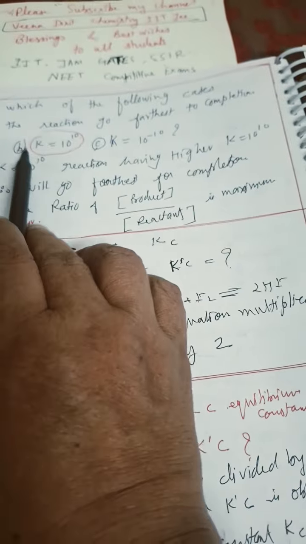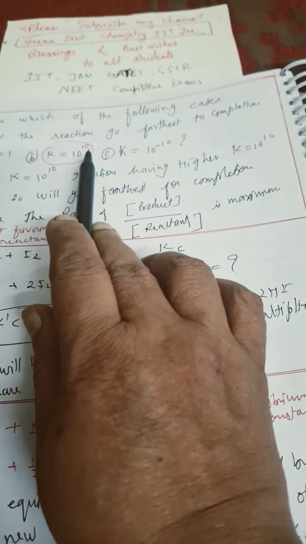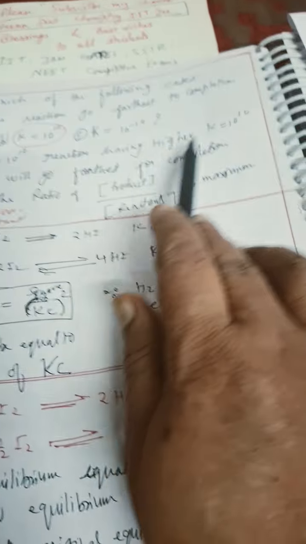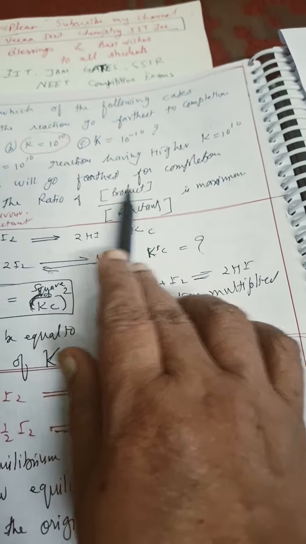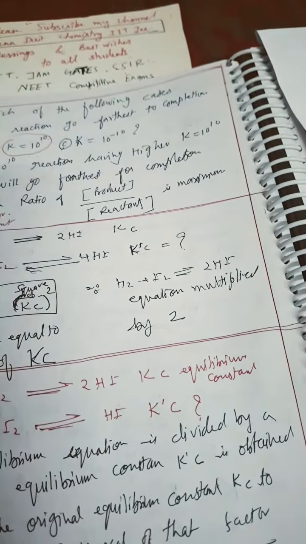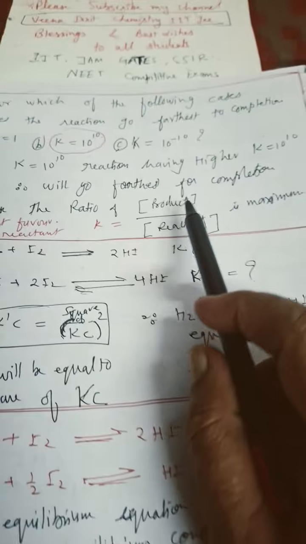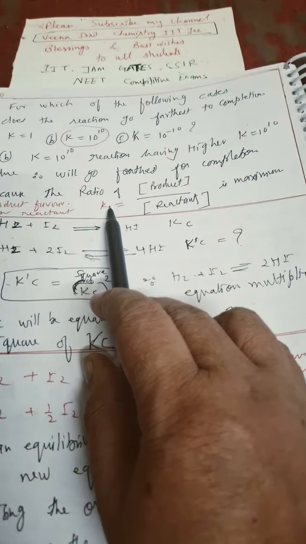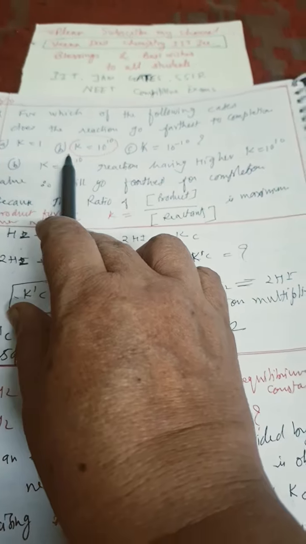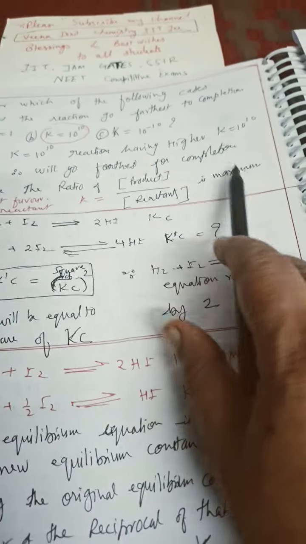So if the equilibrium constant is maximum, at that moment the reaction goes furthest to completion. Because K is the ratio of the molar concentration of product to reactant. If the product is more, then only K will be more. So a maximum value of K shows that the reaction goes farthest toward completion, toward product formation.